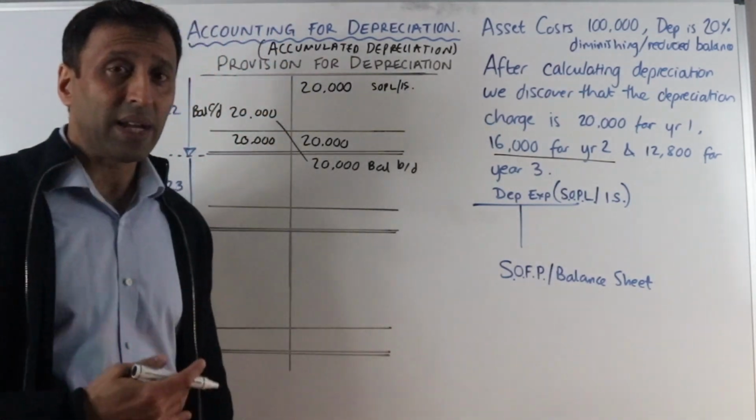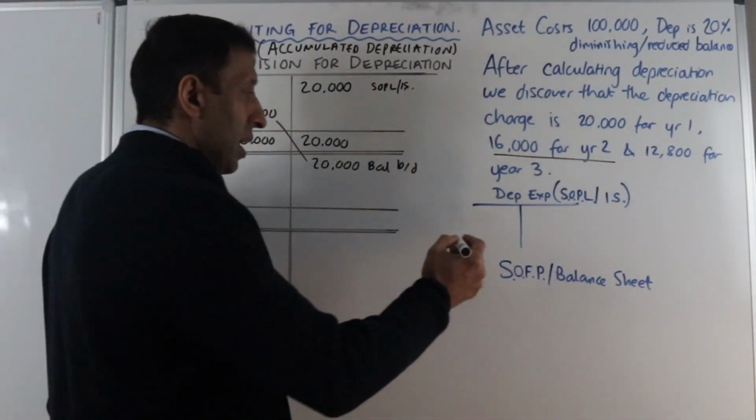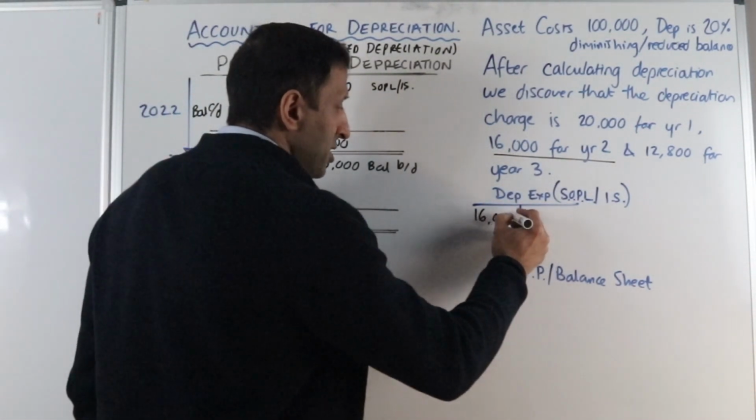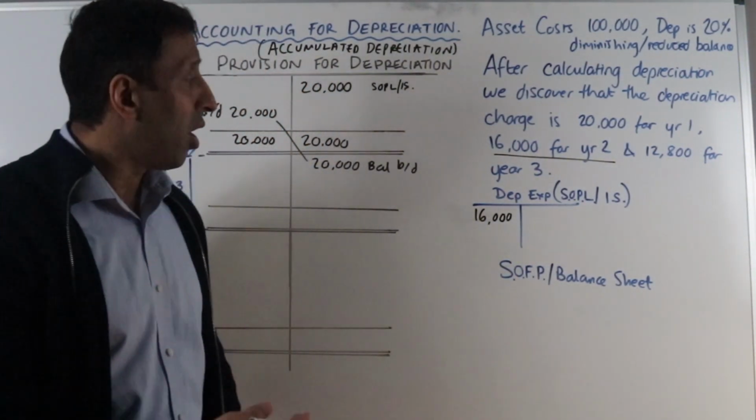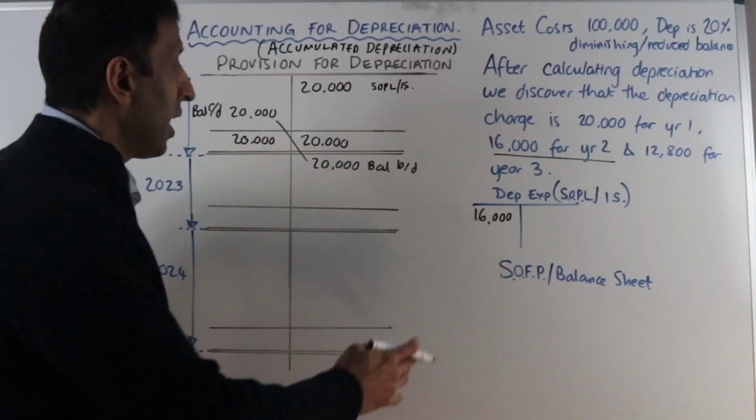And then we account for that in exactly the same way. We account for the 16,000 as the loss or the expense or the cost of depreciation that goes into the statement of profit and loss and the income statement, and that's from that account.